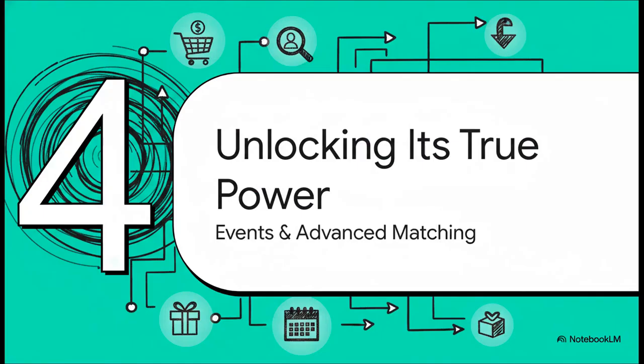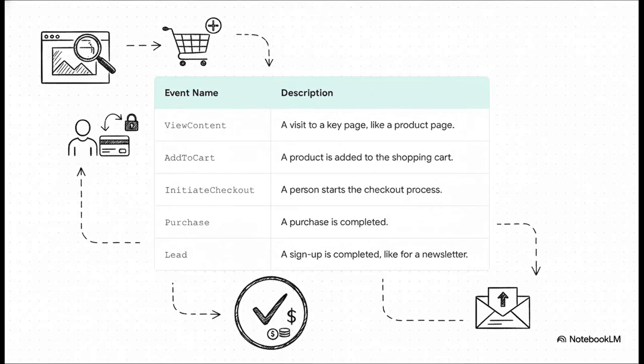Okay, so we've installed the pixel, we know how to fix the most common, frustrating errors. Now it's time to move beyond just tracking who visits our pages and start unlocking the real power that's going to transform our advertising. See, the real magic of the pixel isn't just knowing someone visited your site. It's about tracking specific, high-value actions using what Meta calls standard events. You're not just telling Meta someone visited, you're telling them they viewed a specific product, they added it to their cart, they started to check out, or they actually bought something. When you give the algorithm rich data like this, it gets so much better at finding you more customers.